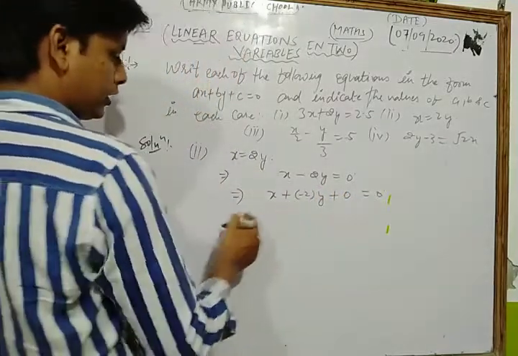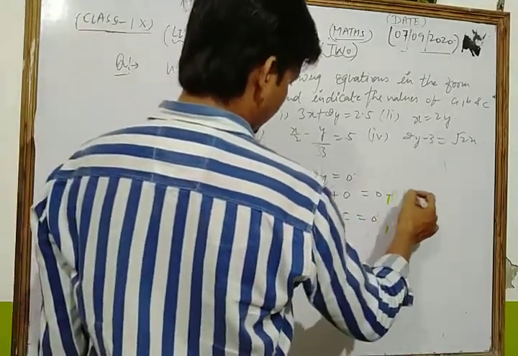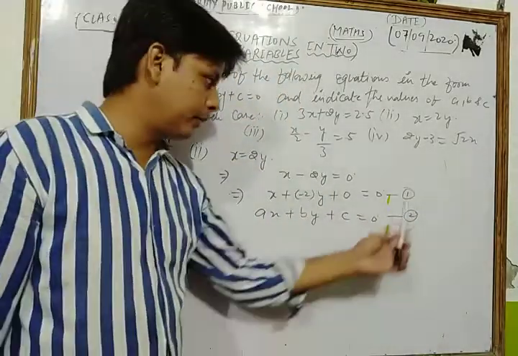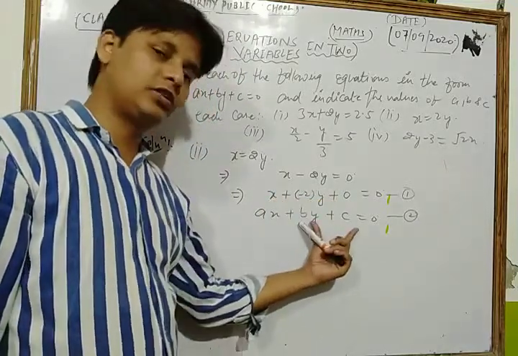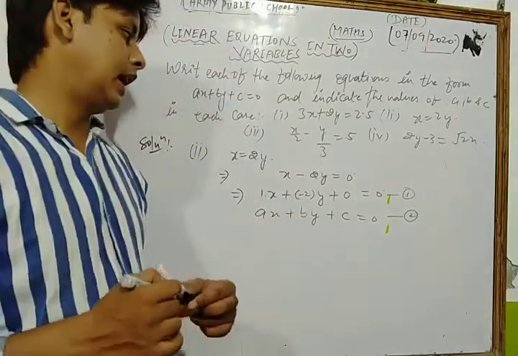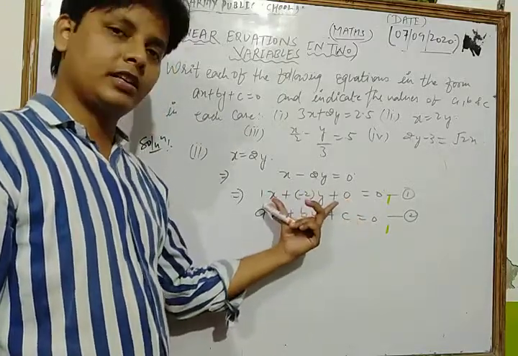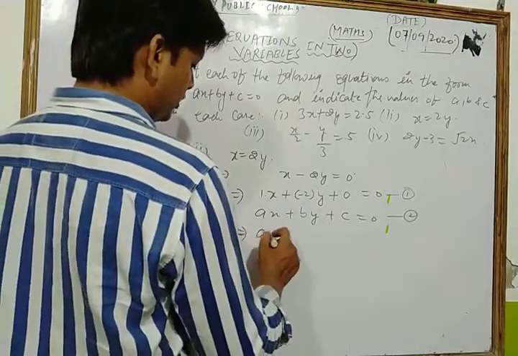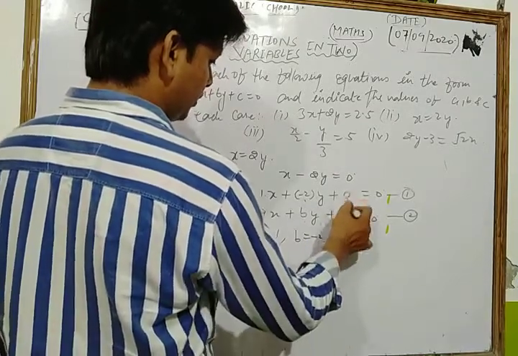Now this equation is in the form of what? ax plus by plus c is equal to 0. Take it as equation 1. This is the general form of the equation. Now comparing 1 and 2, this equation can be written in the form of ax plus by plus c, where a is 1. We can write 1 into x, and minus 2 is the coefficient of y, and c, the constant term, is 0. So this is the answer. Comparing both equations, we get the value of a is 1, the value of b is minus 2, and the value of c is 0.